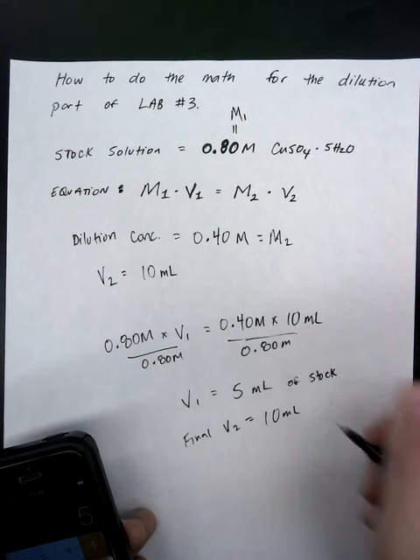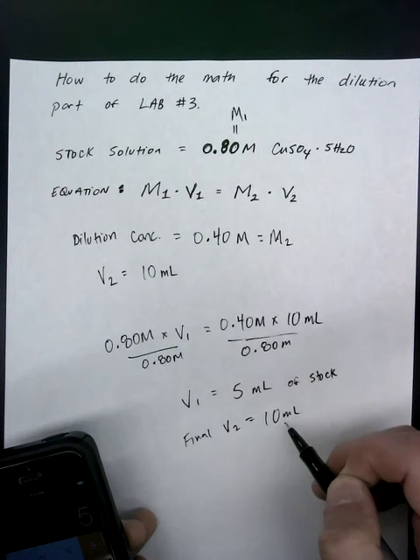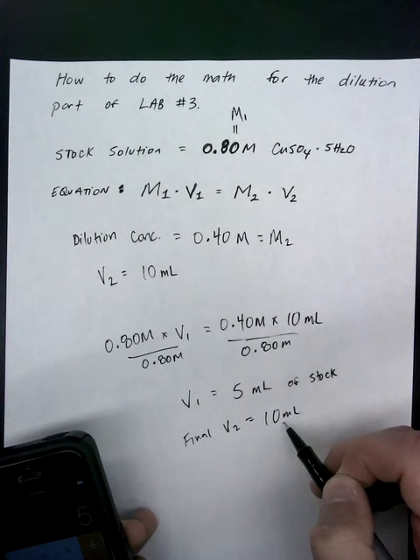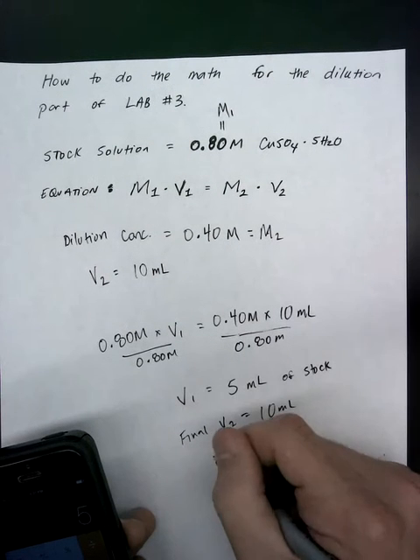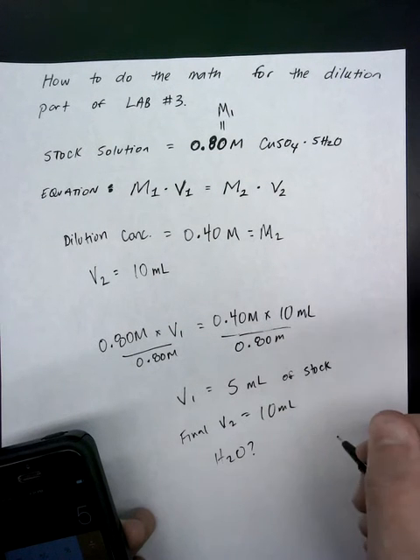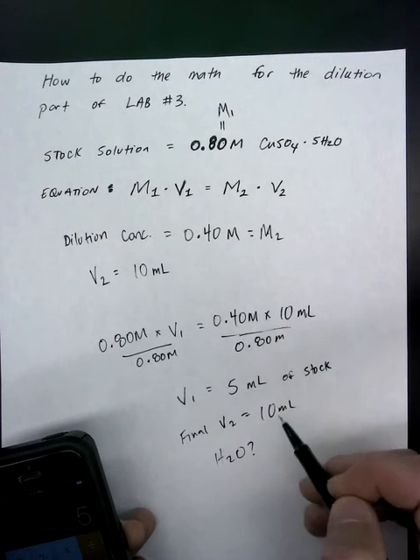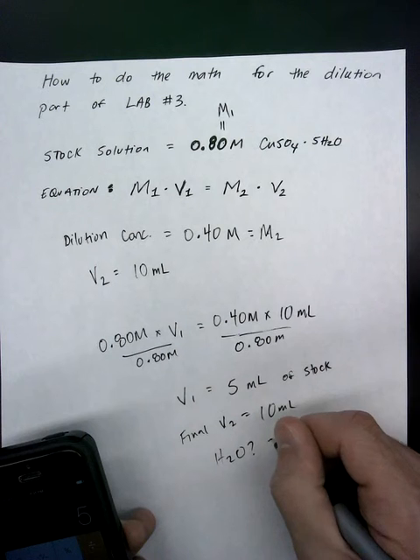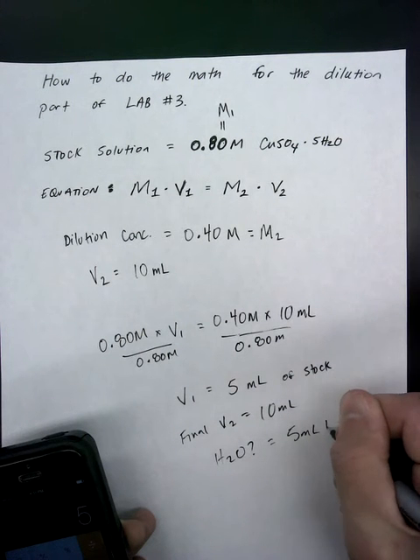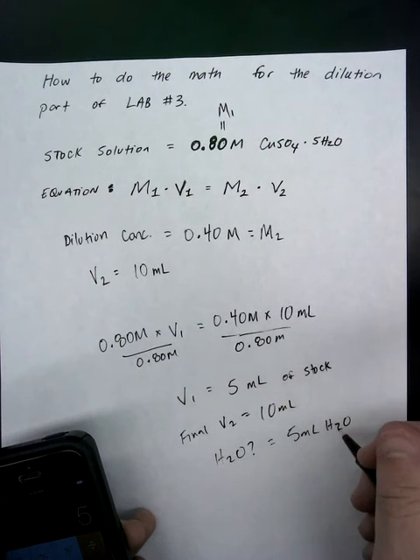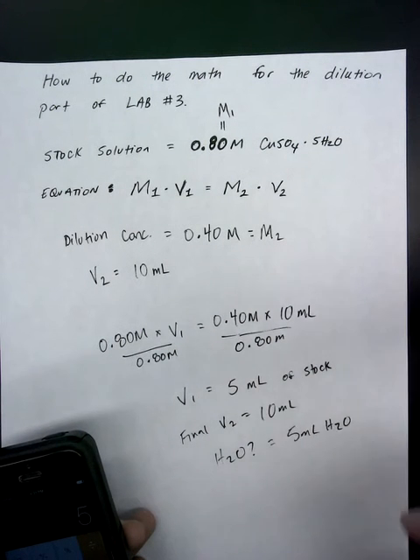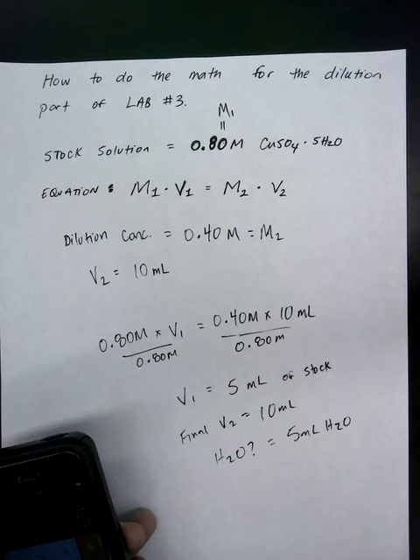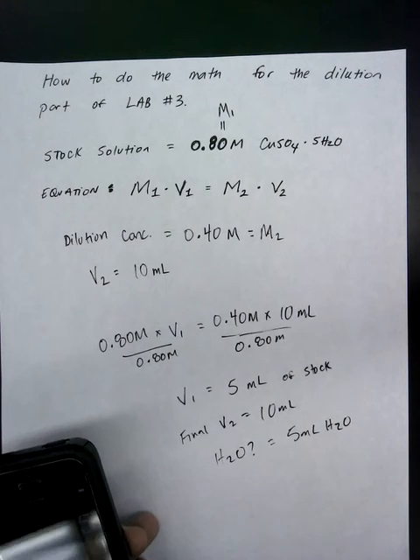So if I have 5 milliliters of stock and I want 10 milliliters total, how much water do I add? Well, it's pretty easy math, right? If I have 5, I want to get to 10, so I'm just going to add 5 milliliters of H2O. So 5 milliliters of H2O and 5 milliliters of the stock will get me my 10 milliliters final. That's what you want to do in the data table that you have for the lab.